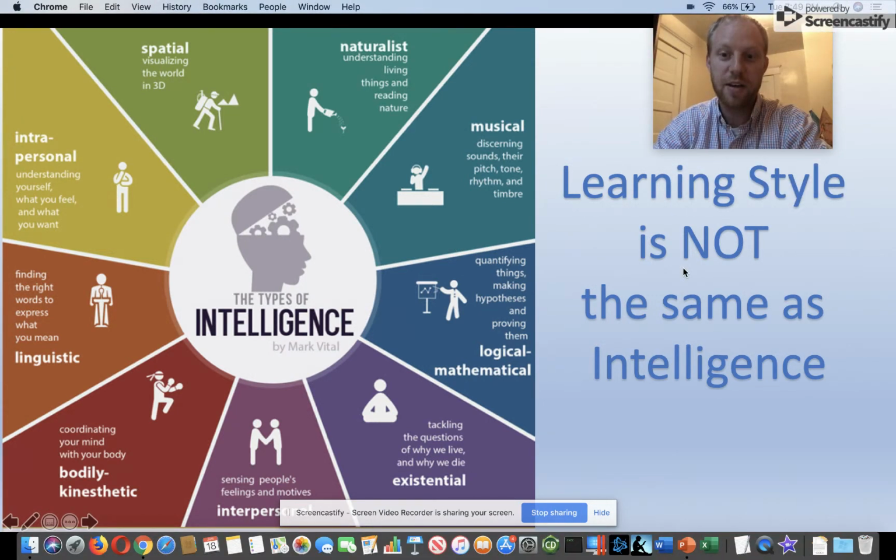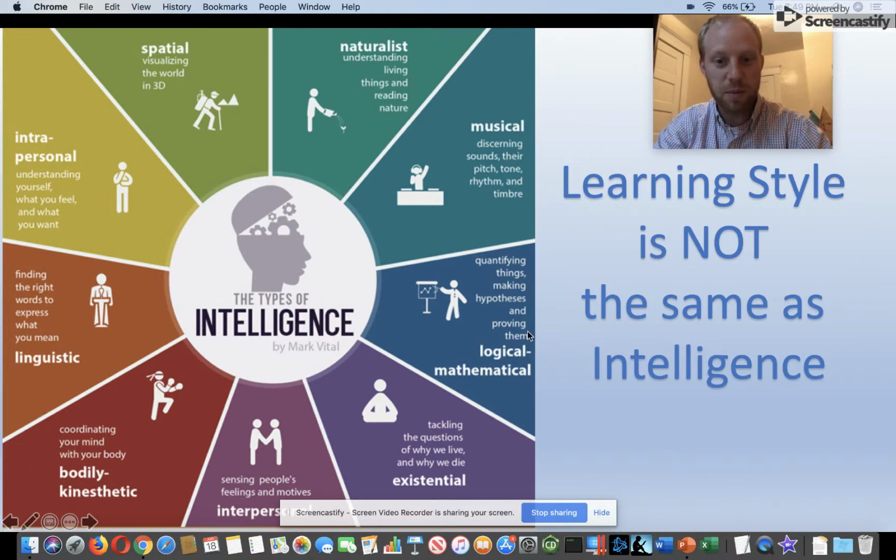A learning style is not the same as an intelligence. So he says a learning style is an approach, and an intelligence is what you are good at. Okay, so the learning style is the approach you take.